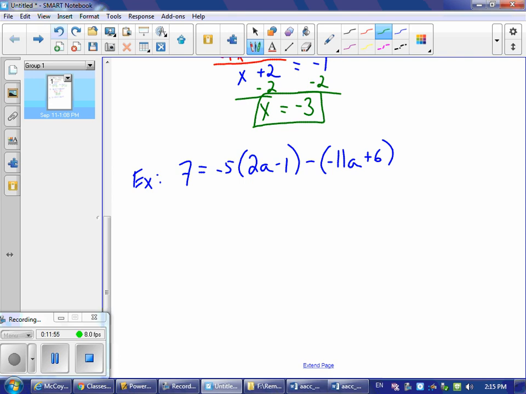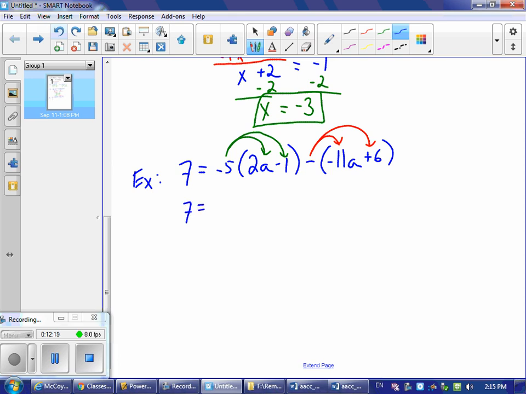So the first thing I'm going to do is distribute. Remember, that's a negative 5, I'm going to distribute the negative 5 to both of those. And on the second parentheses, be careful with this one, because you're distributing the negative with multiplication to both of these. The left-hand side of the equation just stays what it is for right now because it has nothing to do with it.